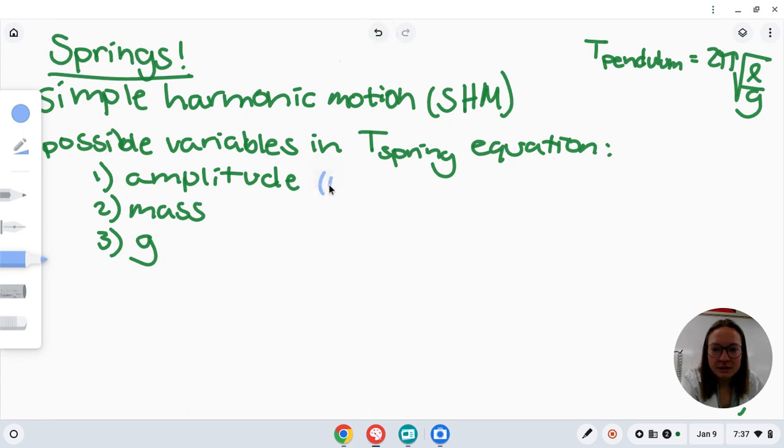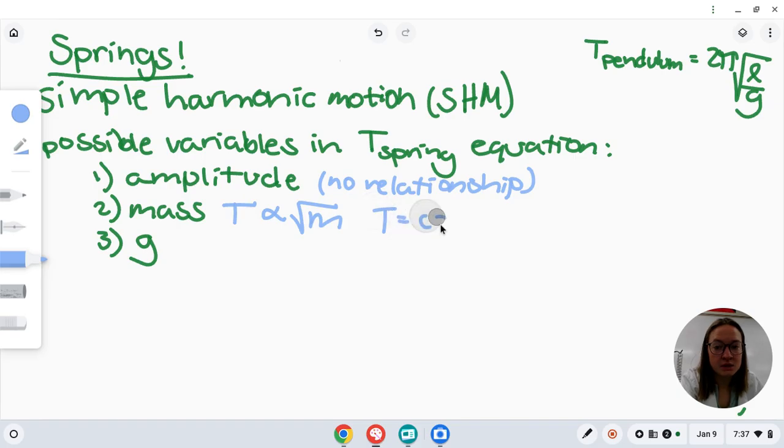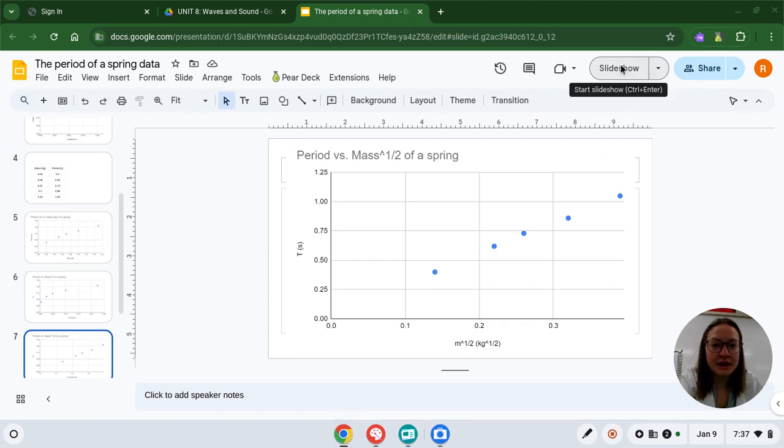With the amplitude, there is no relationship because we had a nice flat graph, so we know that that's true. With the mass, we know that T is directly proportional to the square root of the mass. In other words, the final equation is going to equal T equals a constant times the square root of the mass. Let's take a look at G and how the acceleration due to gravity impacts the spring.